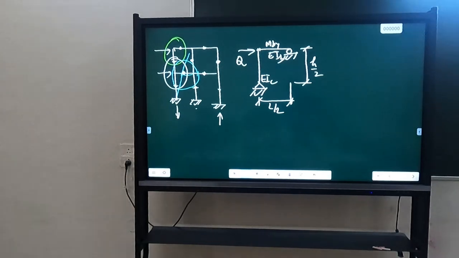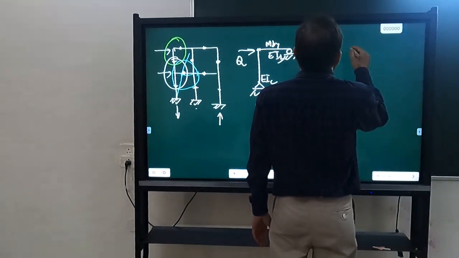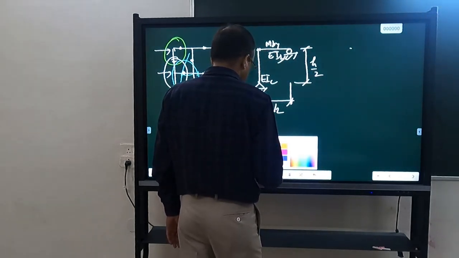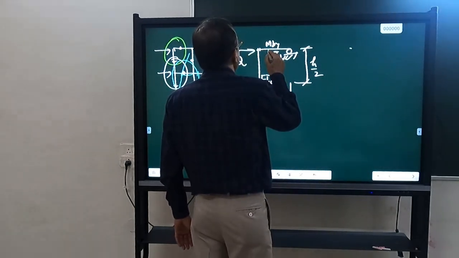When you are taking the column as rigid, then plot it. Make the column rigid. But here then compatibility is not satisfied. So the angle has to remain 90 degrees. So the deformed shape in this case.